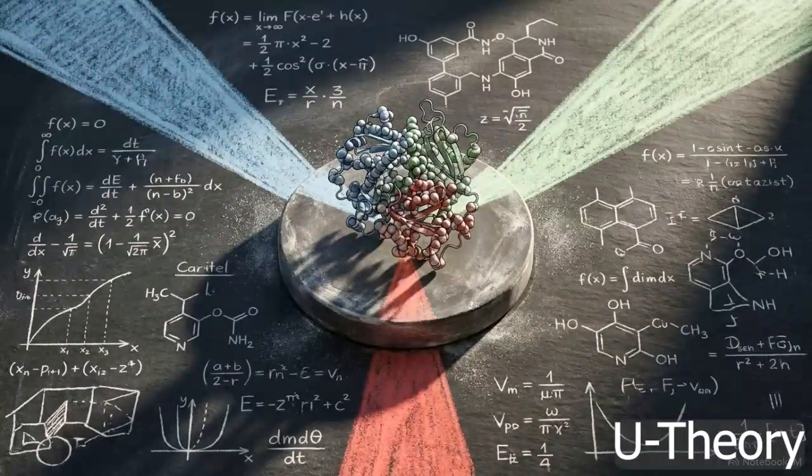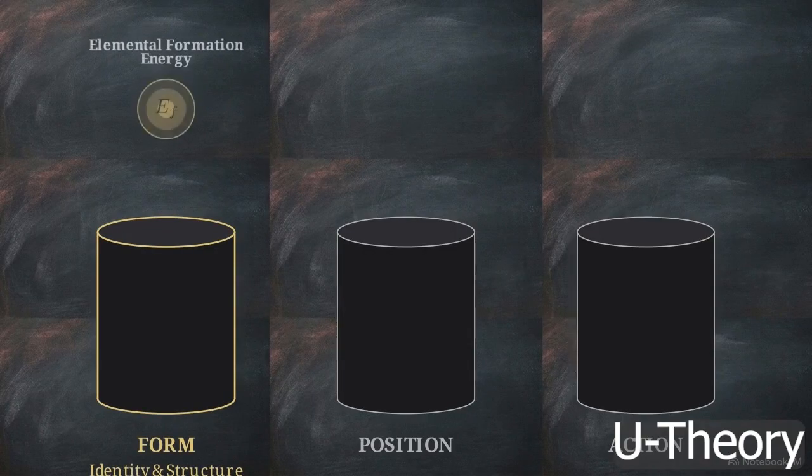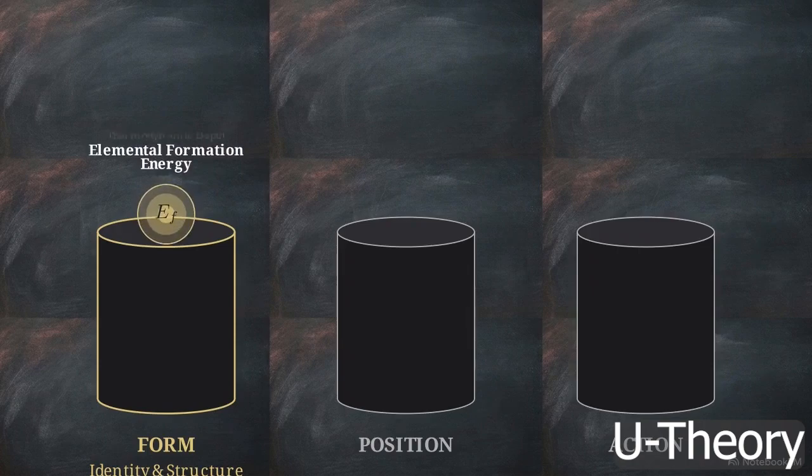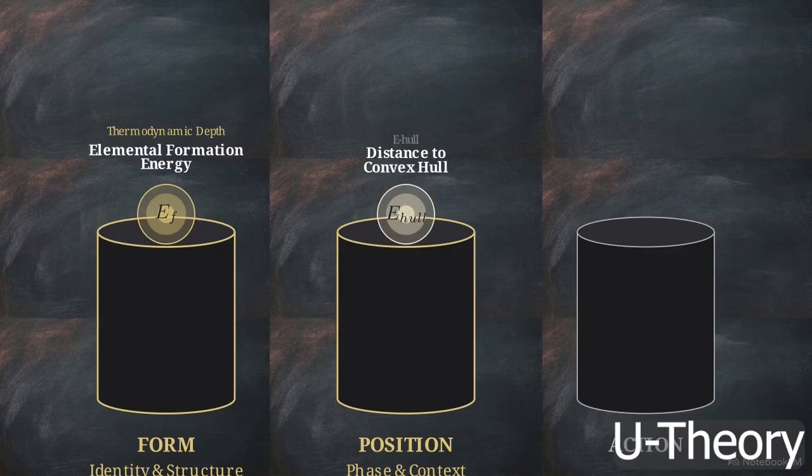The TRC registration maps every chemical system to 3 invariant pillars: form, position, and action. This triadic model starts with form. In chemistry, form represents identity and structure. Its proxy is elemental formation energy, measuring thermodynamic depth. The second pillar is position. This represents phase and context, measured strictly by the distance to the convex hull, or E-hull.